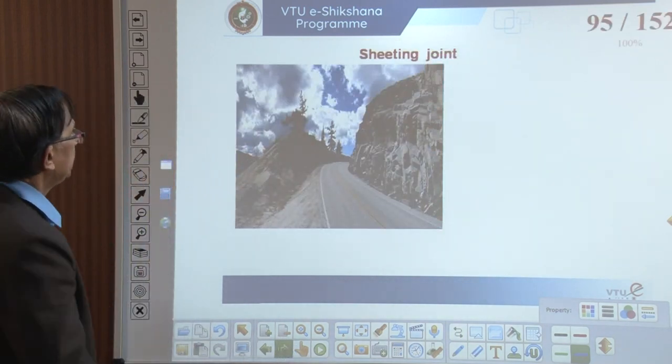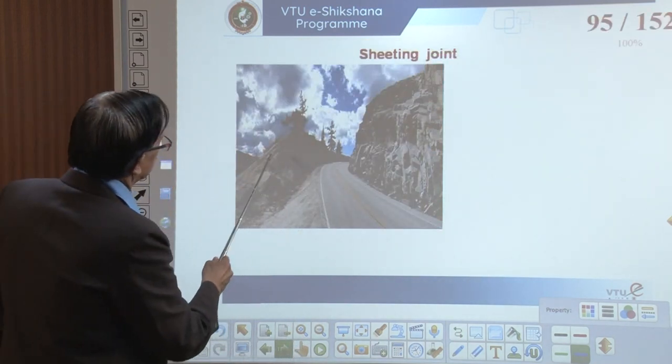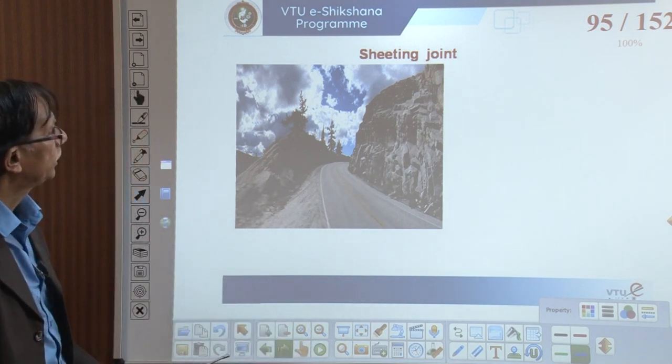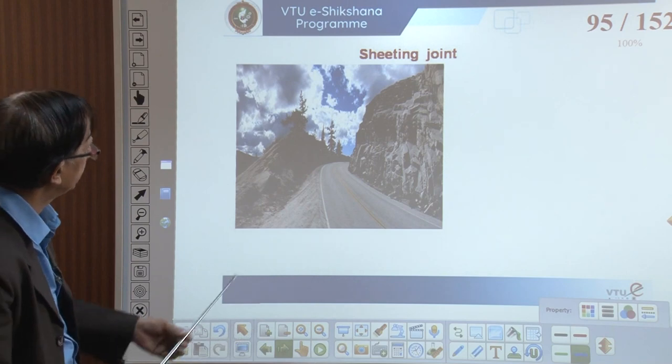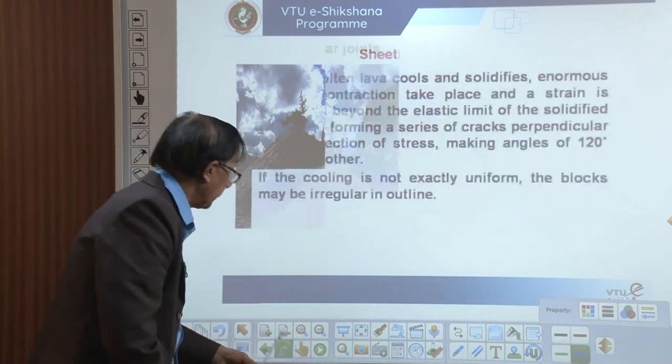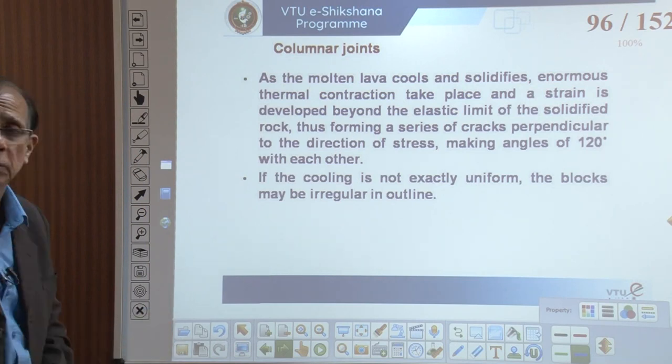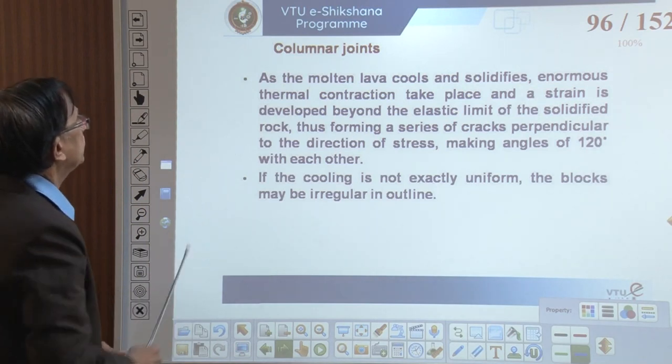Now you see sheets, this kind of joints you have seen commonly in road cuttings, etc. Now, columnar joint, I have shown the St. Mary's Island, beautiful column-like structure.